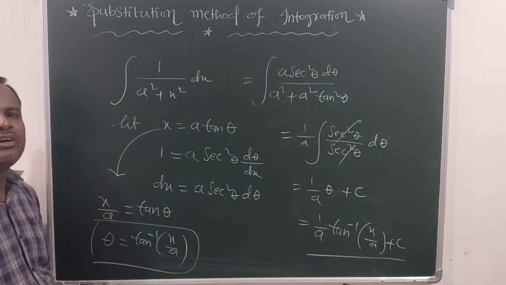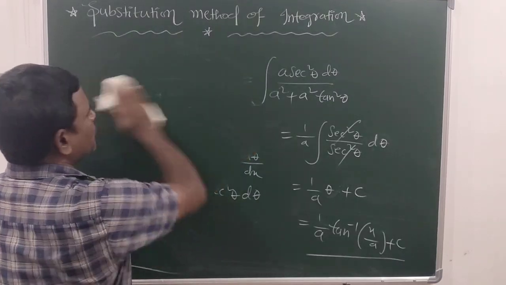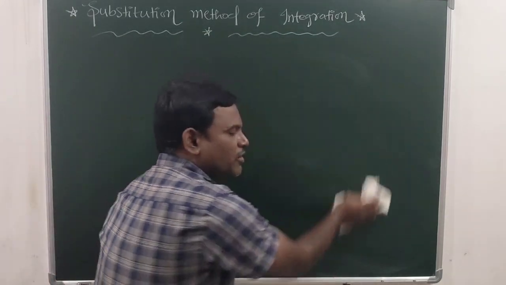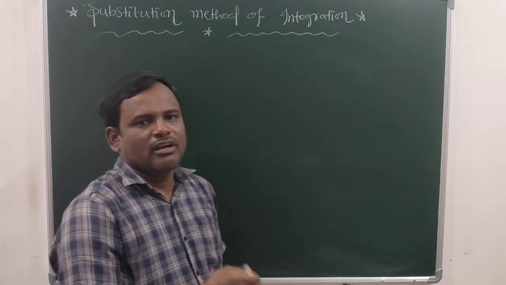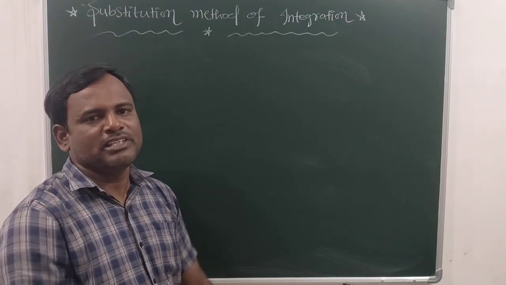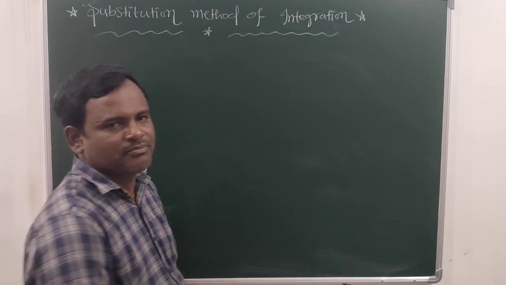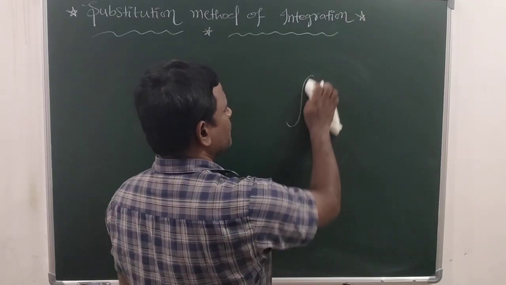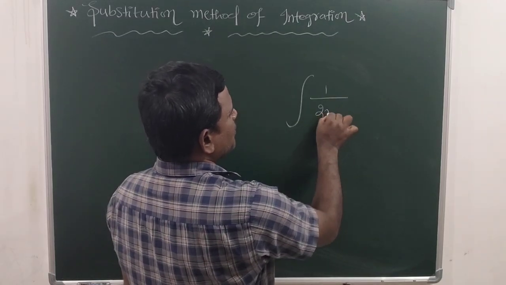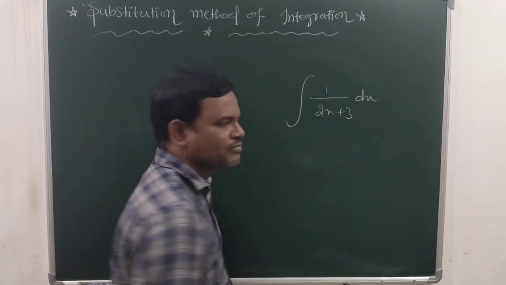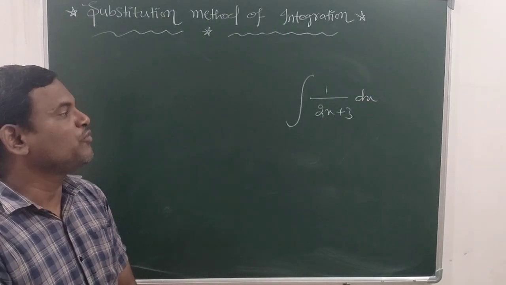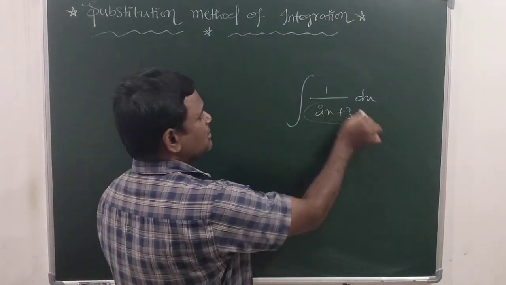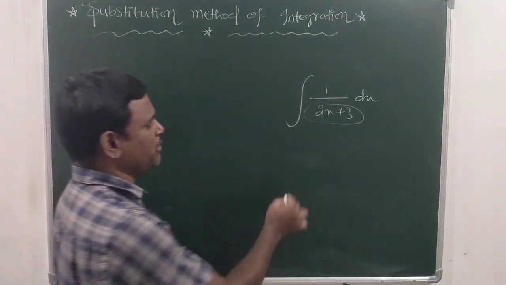Okay students, now let us go to one more rational function. Students, are you following me? I think you are getting when we have to apply this substitution method of integration. Even in the case of logarithms also, suppose 1 by 2x plus 3 dx is given. In this case also you have to follow the substitution method of integration. What is the substitution? 2x plus 3 equal to t you have to take.